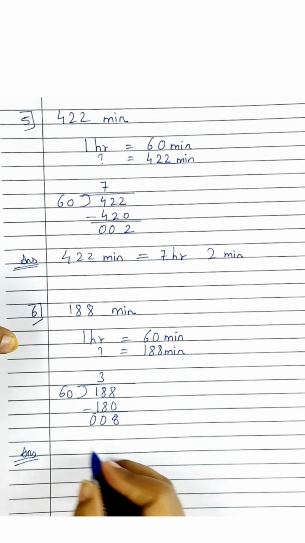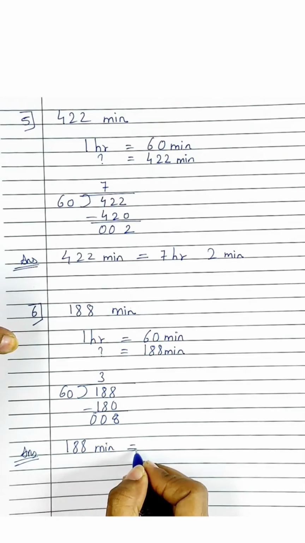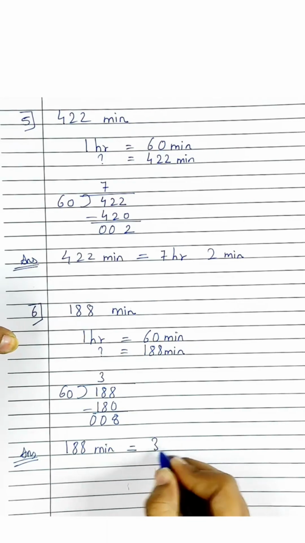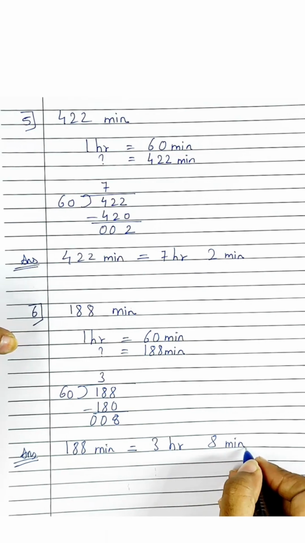So therefore, 188 minutes include how many hours and minutes? 3 hours 8 minutes.